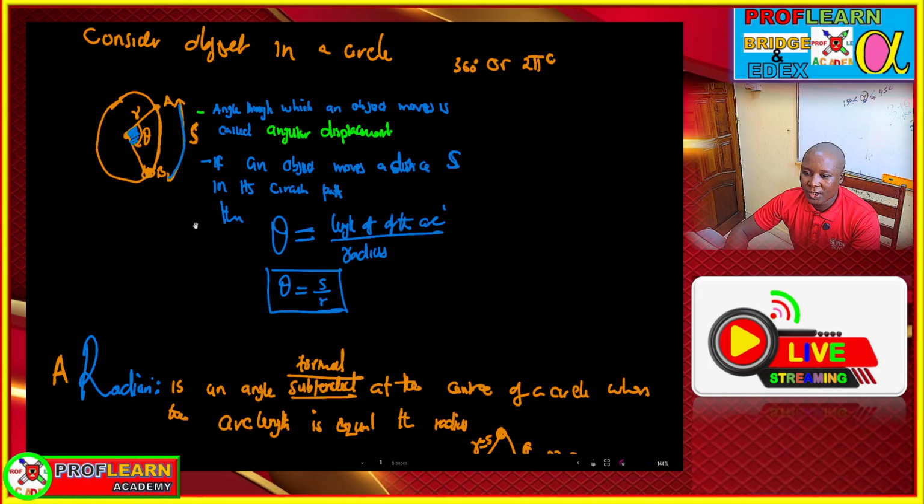So if you consider an object moving from point A to point B, as it's moving, it's going to sweep an angle theta at the center. So the rate at which this angle increases is called angular speed. But normally we have what we call linear speed, the rate at which distance changes.